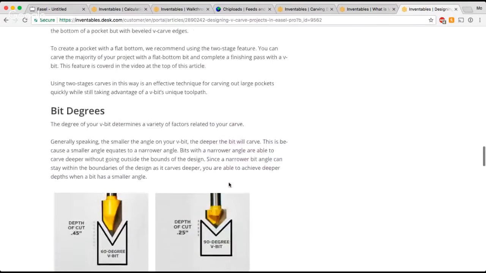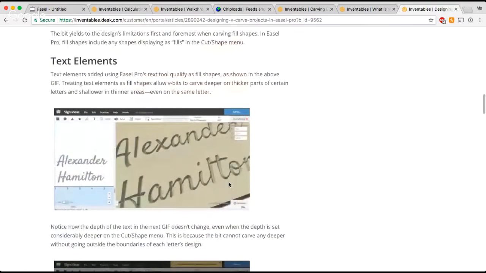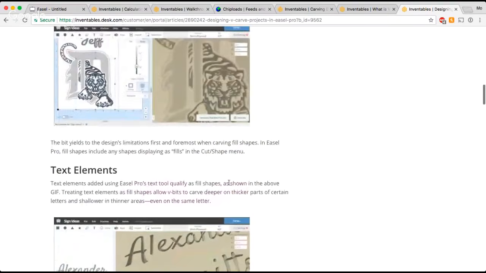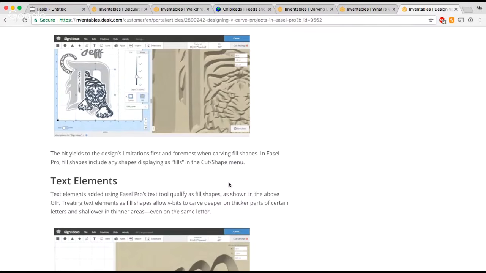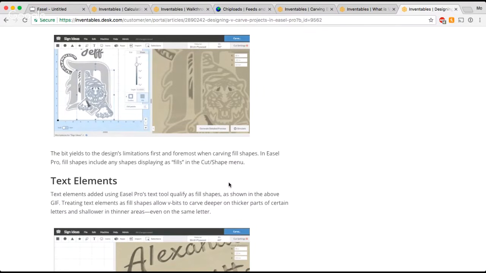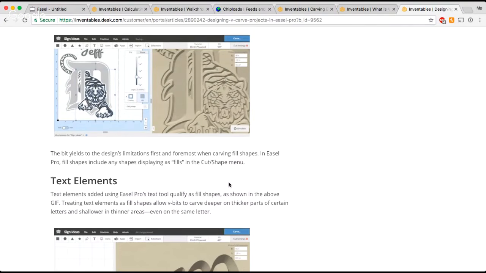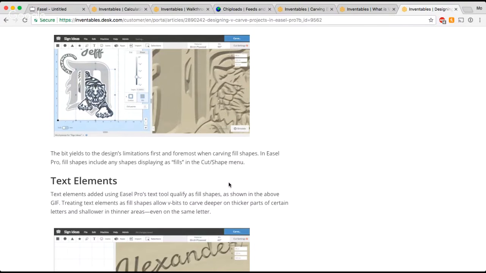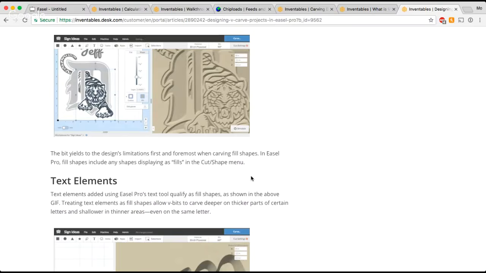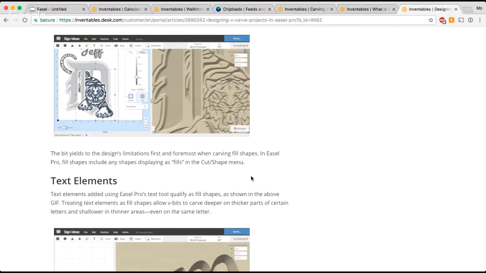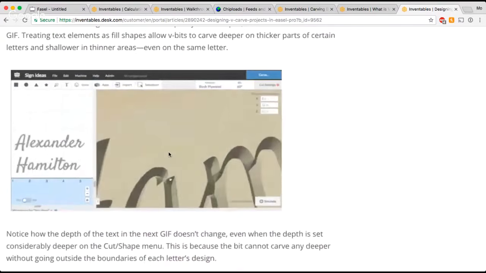Some people would be like, okay, I don't really know when I want to use a V-bit. Why would I use a V-bit over a regular bit? Well, great question, and it's something that until I started using V-bits, I didn't really understand the answer to. But there are 3 instances that I can think of when you would probably want to use V-bits. The first one is when you're doing anything requiring a varied width and depth across the same tool path. This GIF is a good example of that, right?